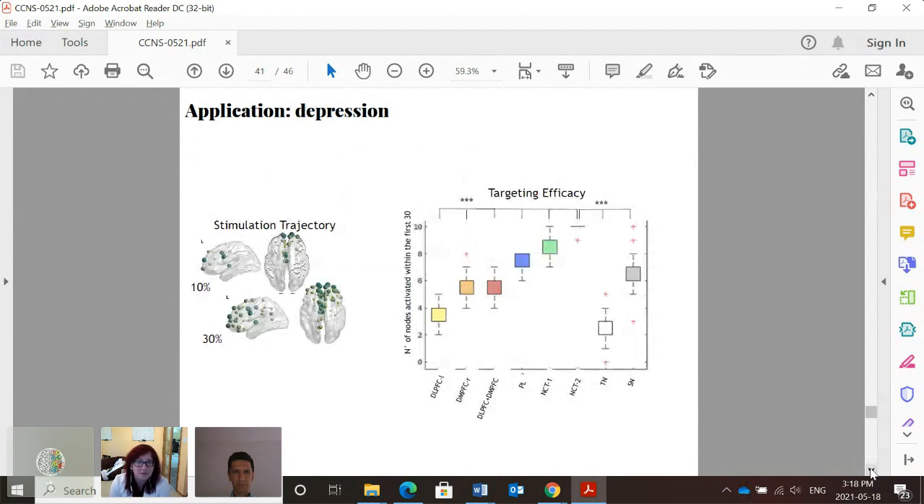And more of the same. We saw the same level of success. The regions that are in the literature so far for targeting these regions to treat depression perform the worst in terms of actually activating the regions that we're hoping to activate. And network control theory vastly outperforms. And again, even a simple path length approach outperforms the literature.